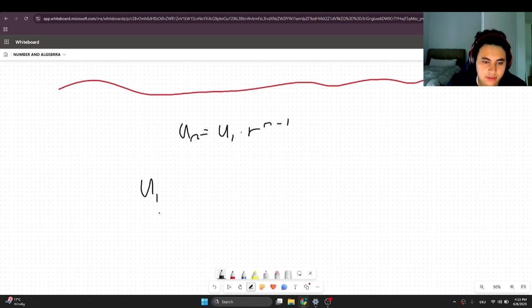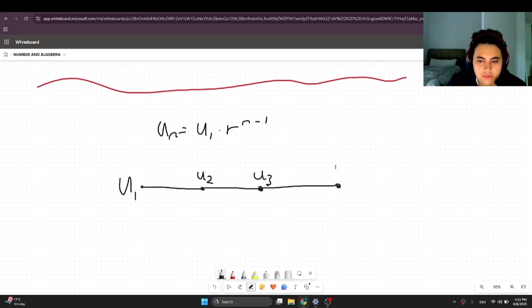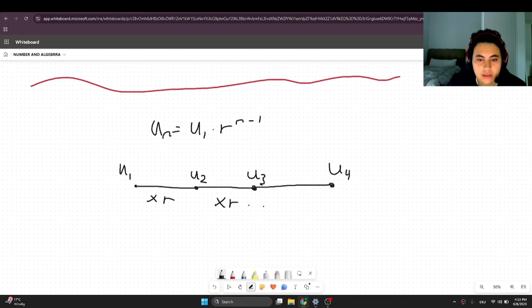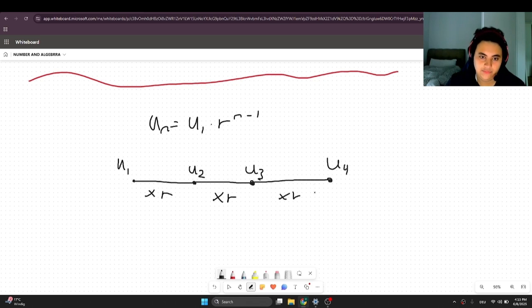Let's say I start with u1, and this is my first point. Then I want to go to u2, and then another one, u3, and then another one, u4. So let's say I have these 4 examples. I go from u1 to u4. To go from u1 to u2, I have to multiply by the common ratio. From u2 to u3, again, multiply by the common ratio. From u3 to u4, I multiply again by the common ratio, and now I'm at u4.